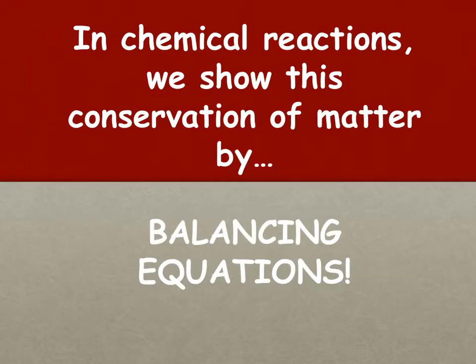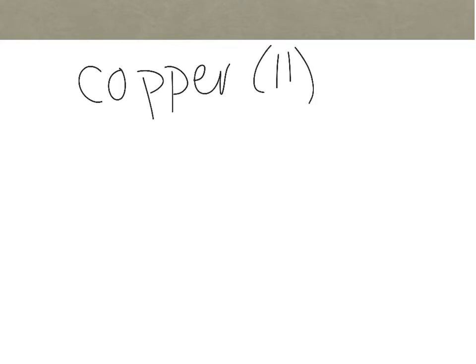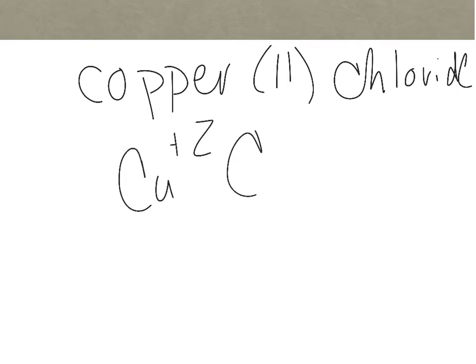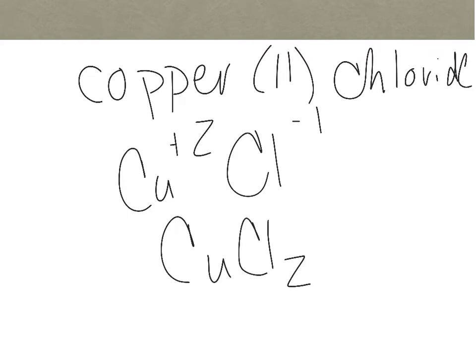And we show this by what we call balancing equations. So balancing equations is not the same thing as writing the correct formula. So if I tell you to write the formula for copper 2 chloride, this isn't balancing. This is just writing the correct formula. Copper has a +2 charge. Chlorine has a -1 charge. Therefore, the formula would be CuCl2. So if you have ionic compounds, the charges need to add up to 0. This is not balancing an equation. This is just getting the correct formula.